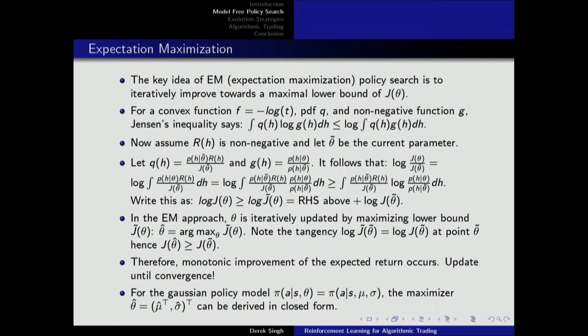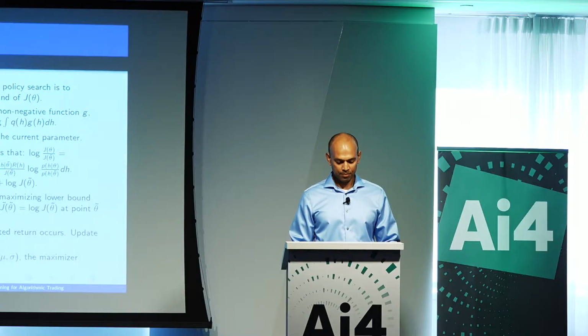If you do a little bit of algebra, which I'm not going to do right on the spot, but if you go through this carefully, you'll see that you can form a lower bound on the right-hand side here. So you can write log of J of theta is greater than or equal to log of J tilde of theta, which is essentially this right-hand side, plus this extra term, log J of theta tilde, which is actually the numerator of one of the terms on the left-hand side.